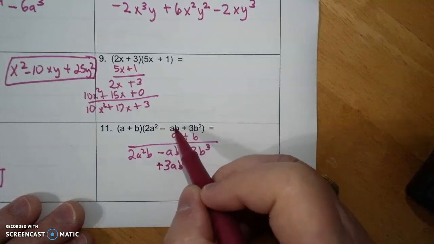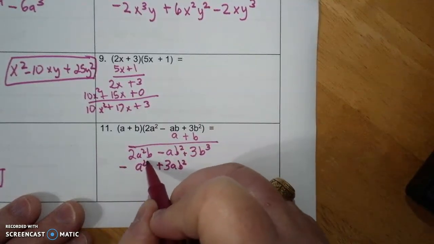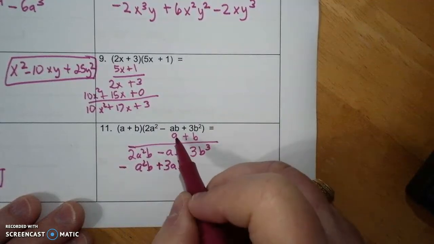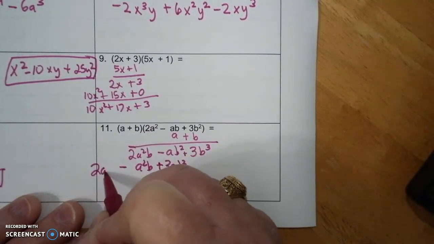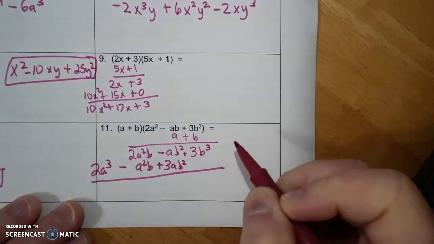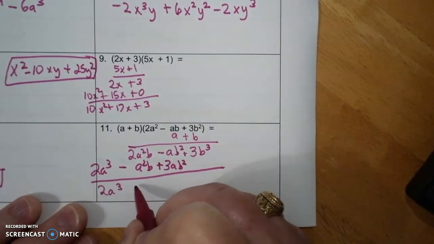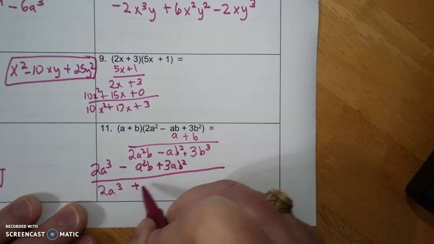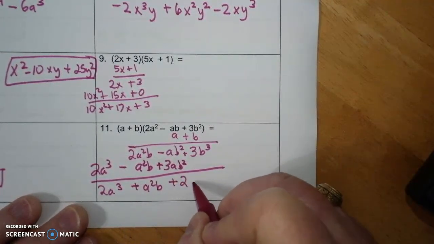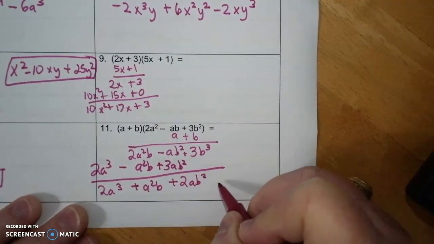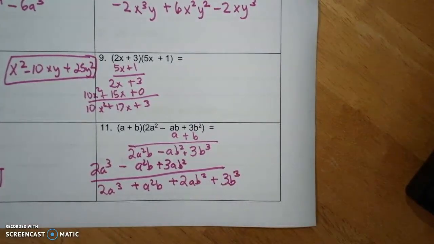a times negative ab is negative a squared b. a times 2a squared is 2a cubed. Therefore, it is 2a cubed plus a squared b plus 2ab squared plus 3b cubed.